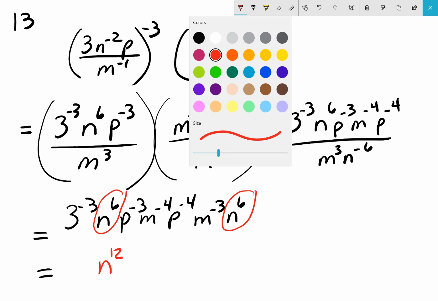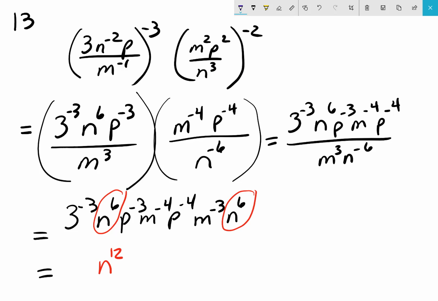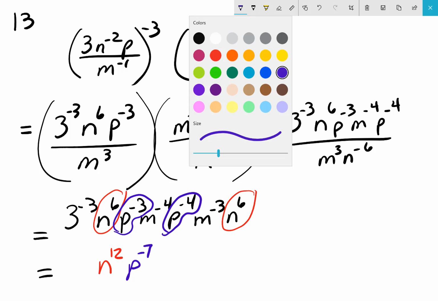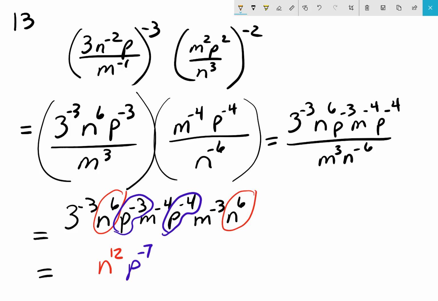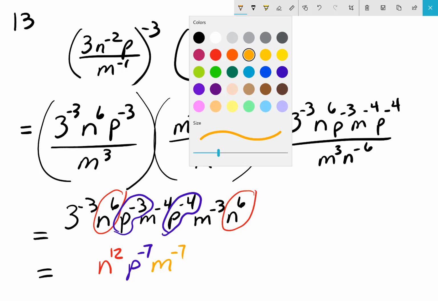And then we've got p to the negative 3 and p to the negative 4. Add the exponents on the p's. So you'll have p to the negative 3 plus negative 4 is negative 7. All right, then you're going to look at your m's, and you're going to add your exponents on your m's. So you'll have m to the negative 4 plus negative 3 is also negative 7. And then you've still got that 3 to the negative 3 there.